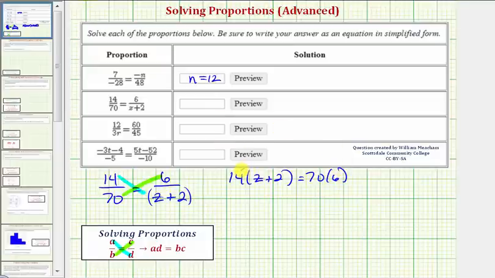So here we'll distribute. 14 times z is 14z. 14 times 2 is 28, so plus 28 equals 70 times 6, which is 420. Notice here we have a two-step equation, so we want to isolate the variable term first by subtracting 28 on both sides.